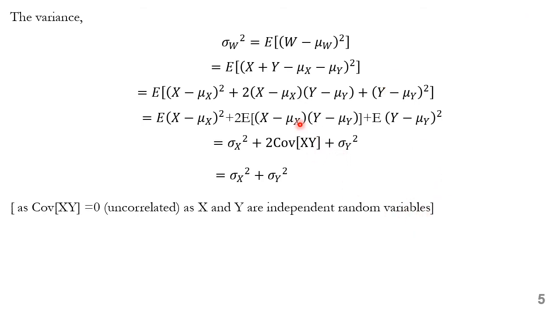If the covariance of xy is equal to 0, it means that they are uncorrelated. Then x and y are independent random variables, which means they are uncorrelated. So therefore, the covariance of xy is equal to 0. So this reduces to the form sigma x square plus sigma y square.